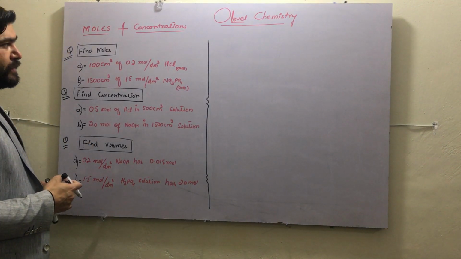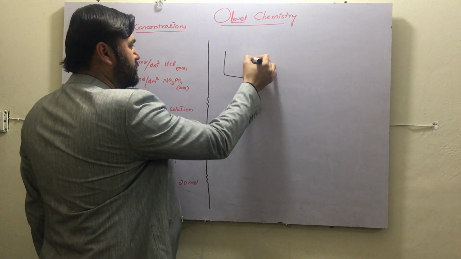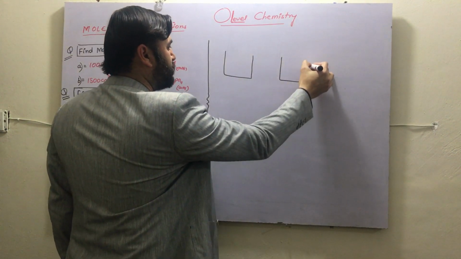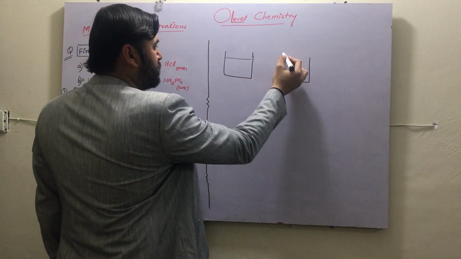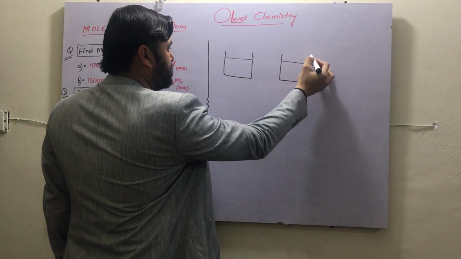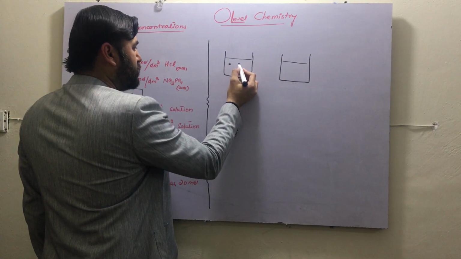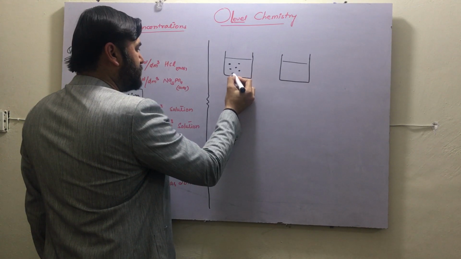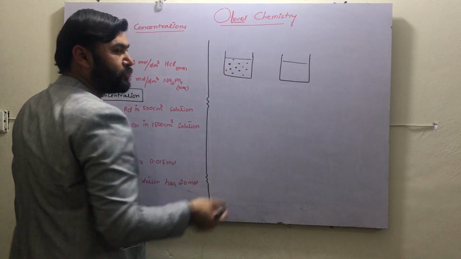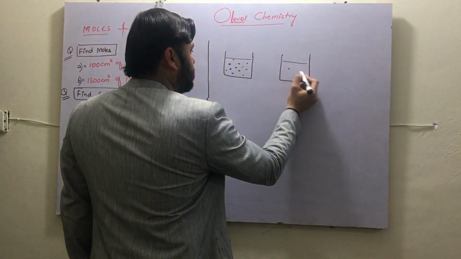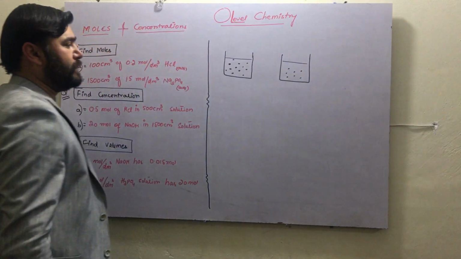For the basics, let me introduce two things to you. This is a kind of beaker and here two things are there. Suppose this is a solution. This is a beaker and there is a solution, and these black dots represent the amount of particles, maybe in the form of salt, and here also the amount of salt is represented by black dots.